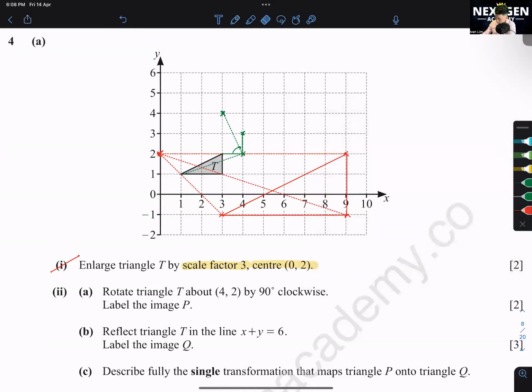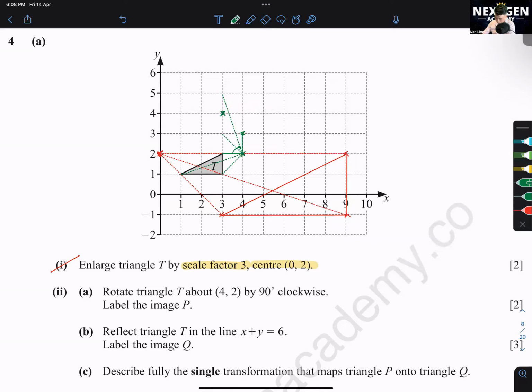Oops. Measure here. Then 90 degrees will be here. Hold on a minute. Did I measure wrongly? 1, 3. This one should be here.